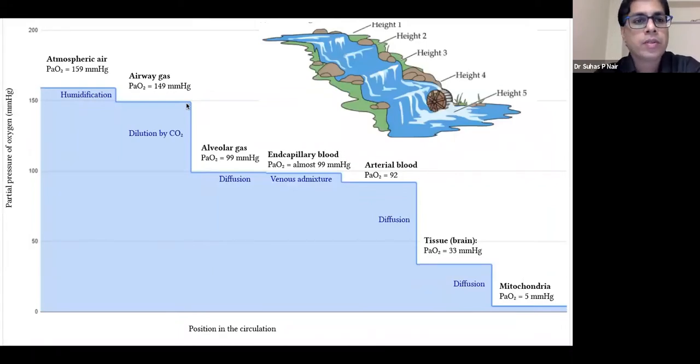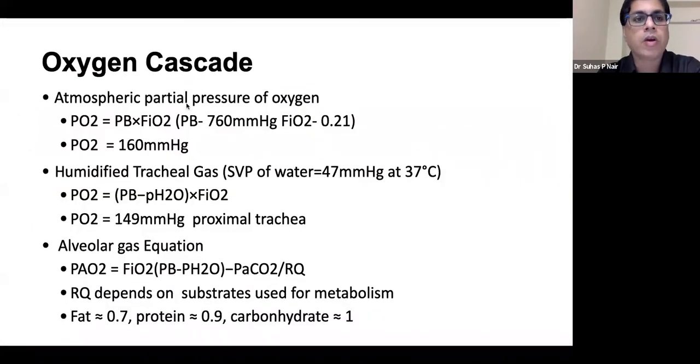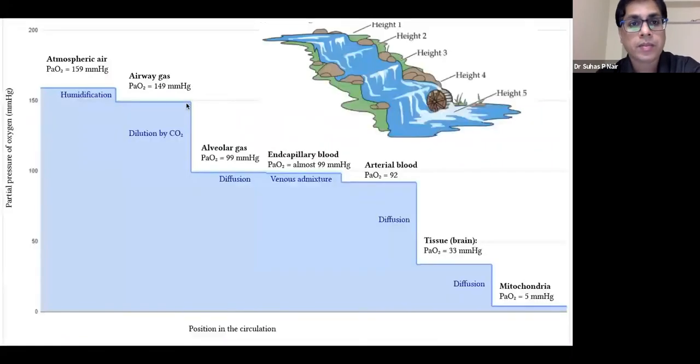This diagram shows the oxygen cascade. It is nothing but the flow of oxygen from the atmosphere through the airway to the alveolar gas, arterial blood, ultimately to the tissue, and finally reaches the mitochondria, where the major metabolism takes place.